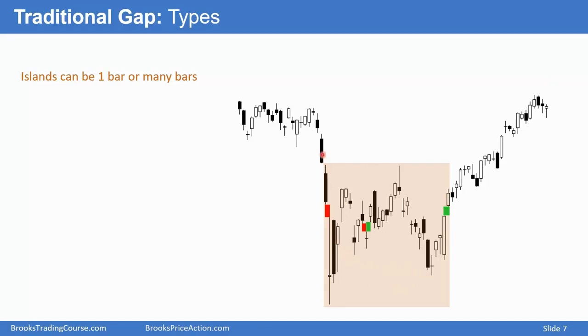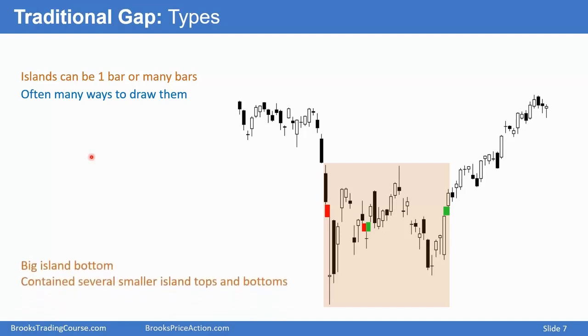What's more important to me is we sold off, we reversed up. It's a reversal. I don't need to know that it's an island bottom for me to want to buy. A lot of times when you have island bottoms and tops, there are many gaps to look at and many ways to draw them. For example, this whole thing is an island bottom, but within it there are other island tops and island bottoms.